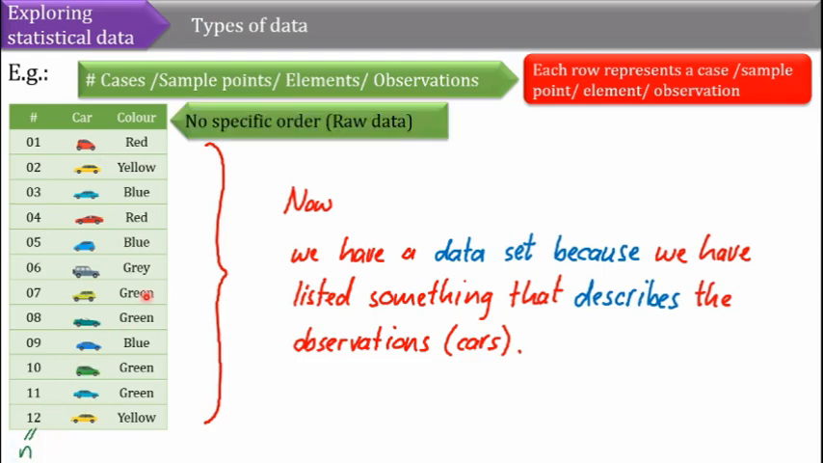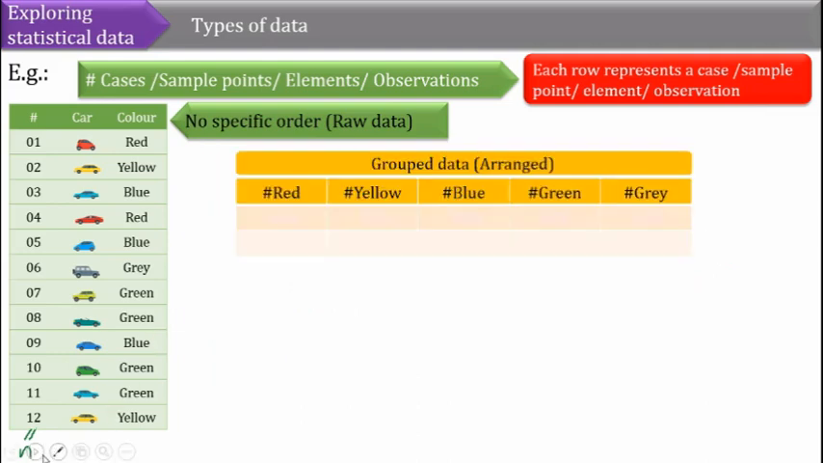Now note, the data is in no specific order. If the data hasn't been processed yet, in other words, no specific order, it's just like we observed it or like we selected it, then we call it raw data. If on the other hand, we start organizing the data or arranging it, then we'll call it grouped data.